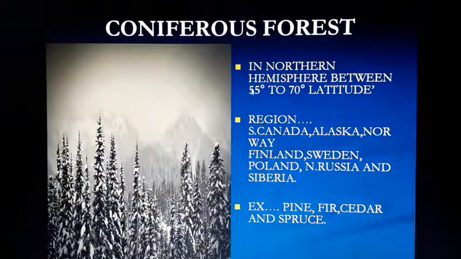Coniferous forests are basically found in the northern hemisphere between 55 degrees to 70 degrees latitude. It's just at the northern side, almost just 20 degrees before the North Pole. Regions are South Canada, Alaska, Norway, Finland, Sweden, Poland, North Russia, and Siberia. The examples are pine, fir, cedar, and spruce.